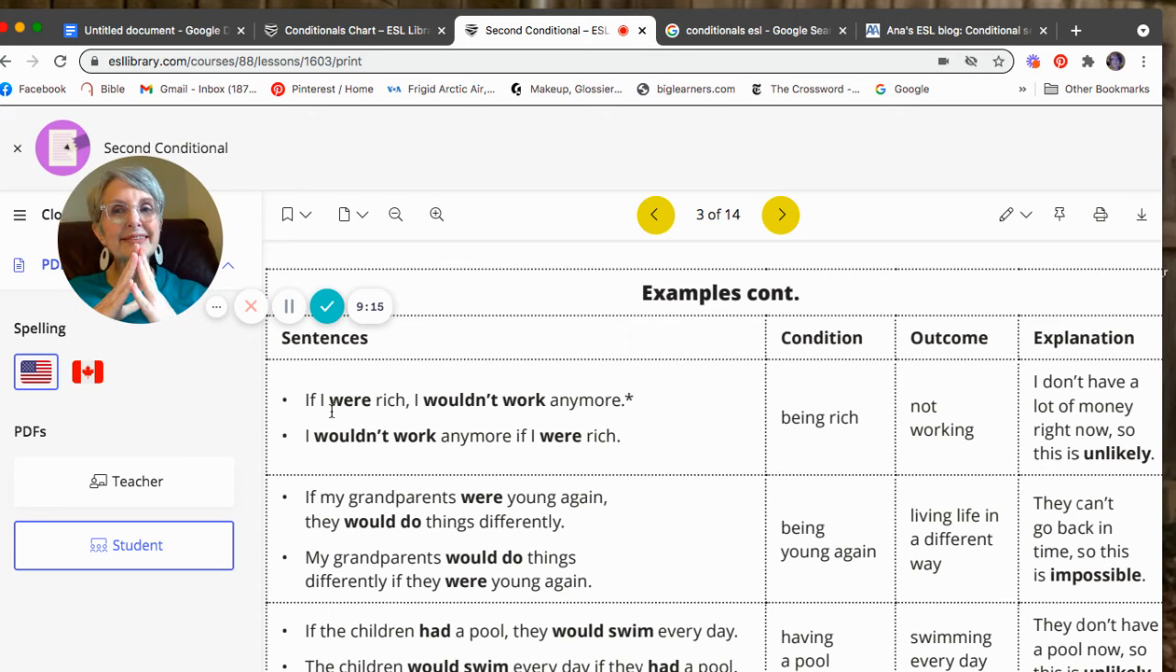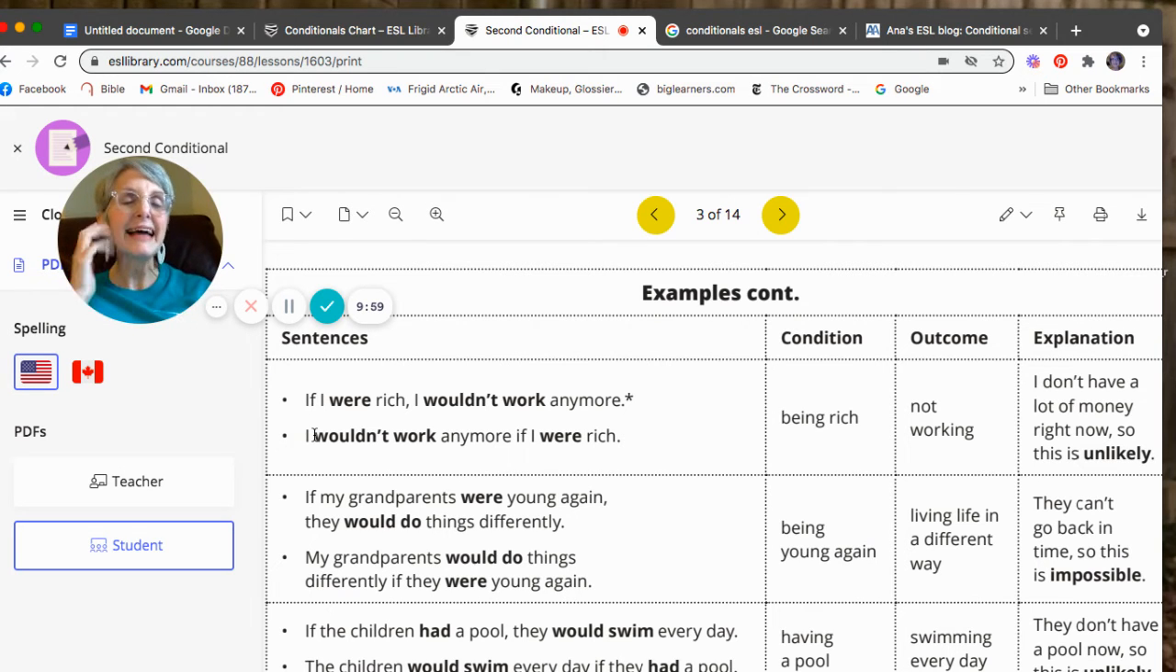Now, you might notice that something is strange in this sentence, right? Normally, we do not say I and were together, do we? Normally, we say I was. But in this situation, using conditionals, lots of times they say were. It's just a little bit more formal language, and it is okay in this situation to say were. It's also fine to say was. If I was rich, I wouldn't work anymore. They use were. It's a little more normal the way that they say it when you're using conditionals.